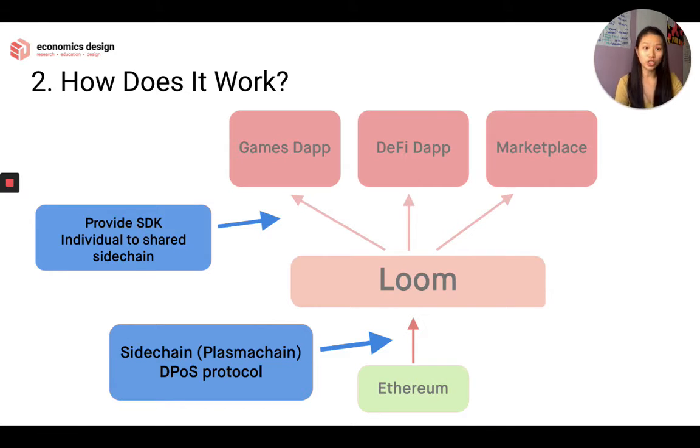But Loom realized that that's not what developers want. Developers just want the infrastructure and to start building. So now all the developers and individuals share this one single side chain, which is the plasma chain that they have built on. So if you think about it, it sounds complicated, but it's like Amazon.